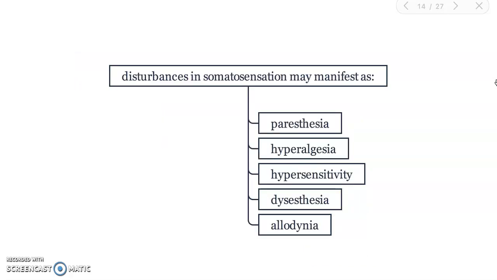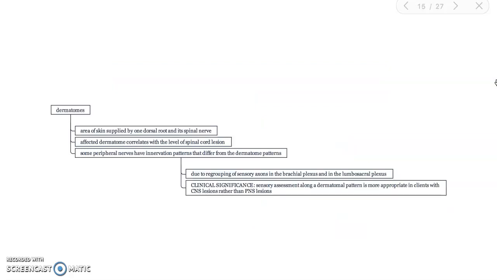Disturbances in somatosensation may manifest as paresthesia, hyperalgesia, hypersensitivity, dysesthesia, and allodynia. So your body has dermatomes, which are areas of skin supplied by one dorsal root and its spinal nerve.